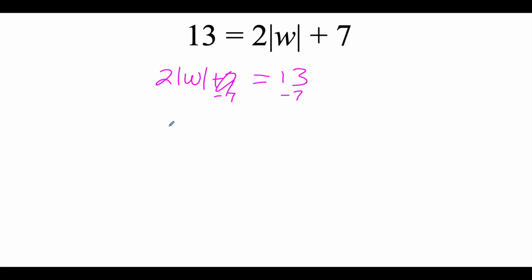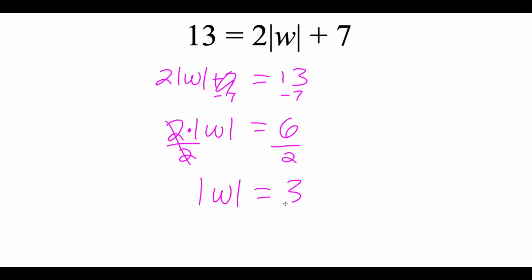And that's going to leave me with 2 times the absolute value of w equals 6. Now I want to divide that 2 off of the front, because having that 2 in front of the absolute value really means 2 times. So to get rid of multiplication, we're going to divide. So we get the absolute value of w is equal to 3.